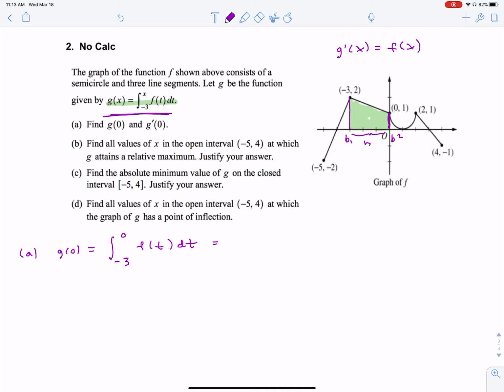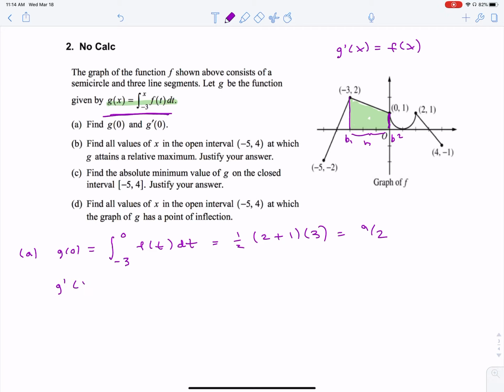So it's going to be equal to 1/2 times base 1, which is 2, plus base 2, which is 1, times the height, which is 3. Again, the area of a trapezoid equals 1/2 the sum of the bases, the average of the bases, times the height. So in other words, 9/2. Okay, next we're asked to find g prime of 0.